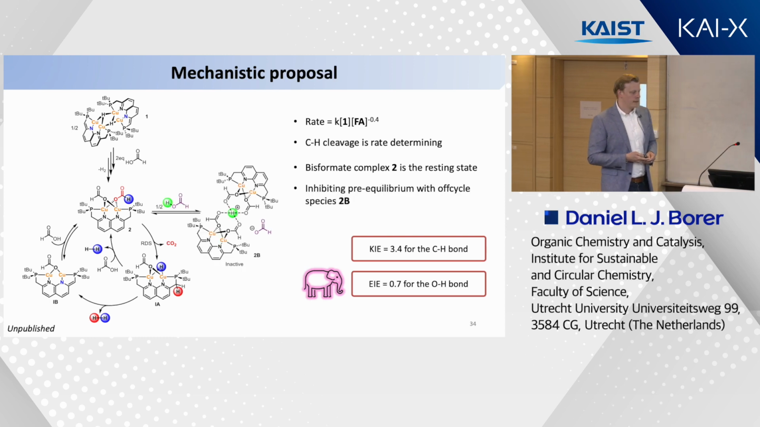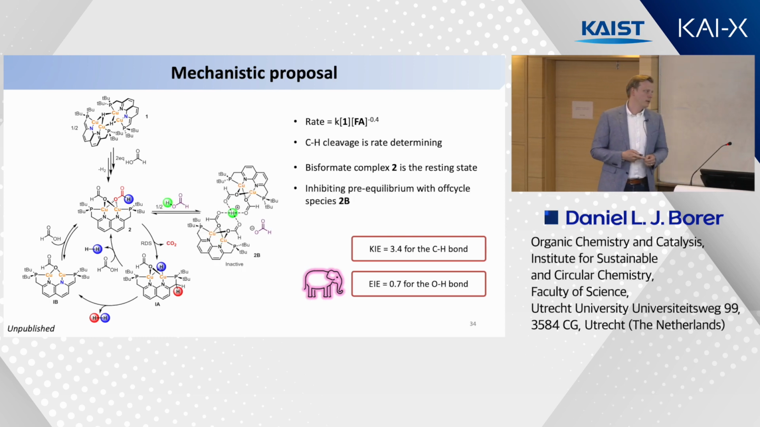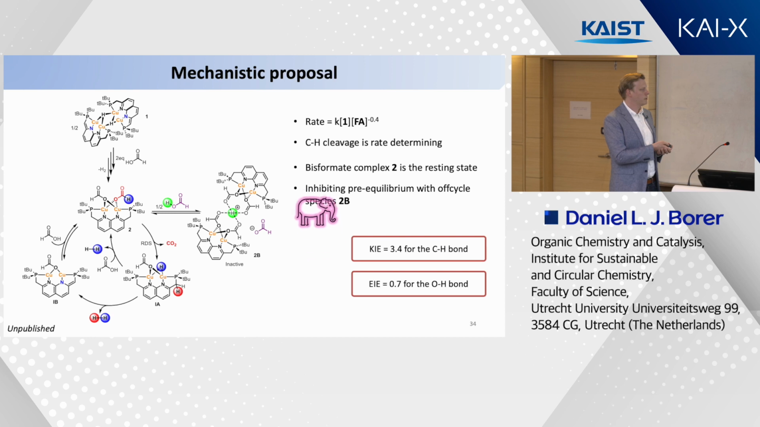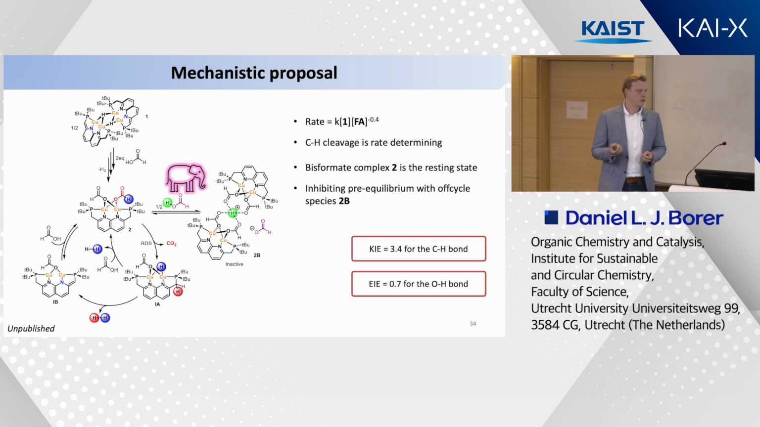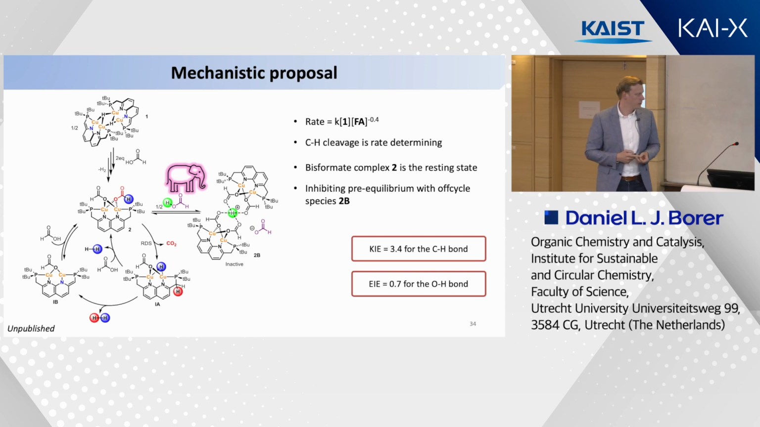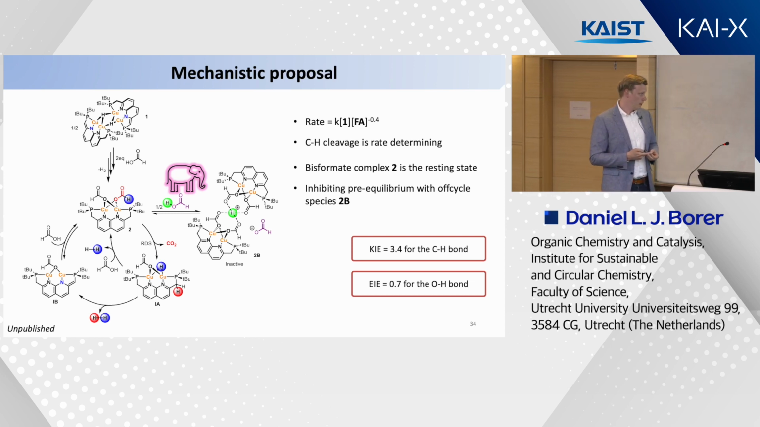And we think that there's an inhibiting pre-equilibrium with an off-cycle species right before the rate determining step over here, which is where we think the negative order is coming from, and why we have a negative equilibrium isotope effect: if you have a deuterated formic acid, you push the equilibrium over here, which has been known for pre-equilibrium isotope effects. But this is still a work in progress.